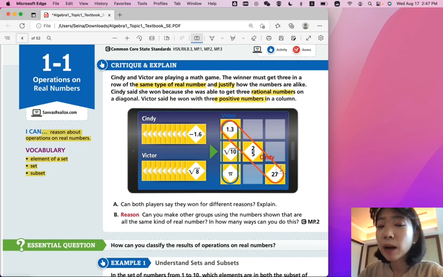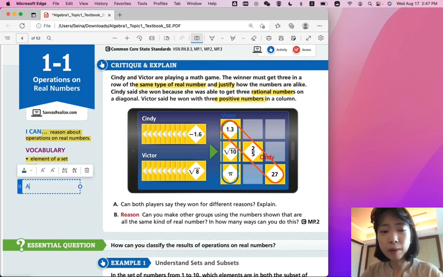But the game is about getting all real numbers in a row. So they can both say they won for different reasons. So that explains part A here. Let's write part A. So yes, can both players say they won for different reasons?